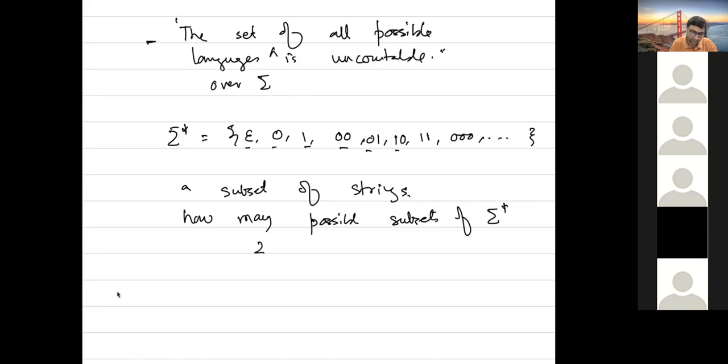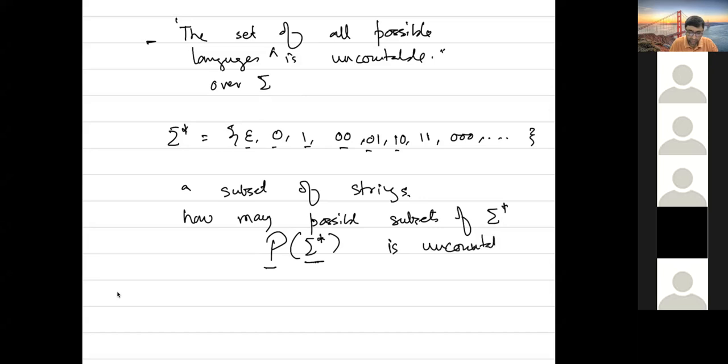So how do we find out the possible subsets? You find out using the power set, right? So you have to find out the power set of sigma star. And the power set of sigma star is itself an infinite set, and the power set of any infinite set is uncountable.